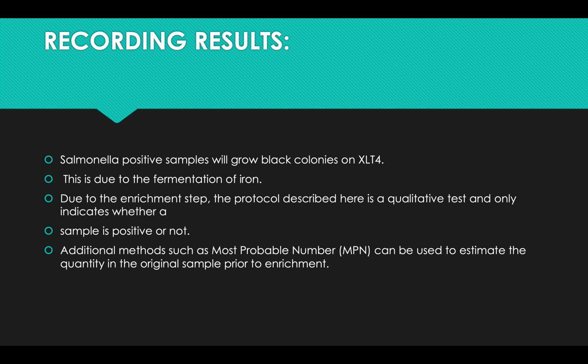Due to the enrichment step, as we have discussed earlier, this only indicates whether the sample is positive or not. Additional methods such as most probable number can be used to estimate the quantity in the original sample prior to enrichment.